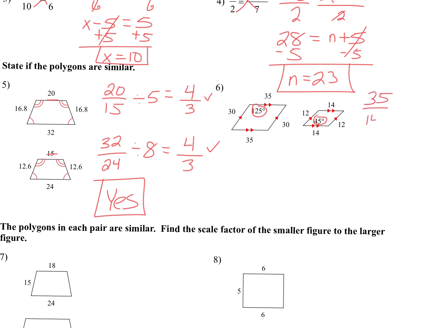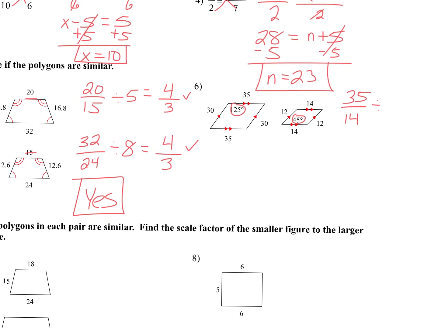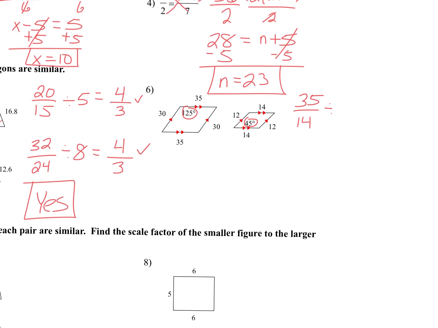What can I reduce both of those by? Seven. Divide both those by 7, I get 5 over 2. Can I do 1? No. I have to do more than 1. What's another ratio I can create? 30 over 12. Why can it not be 12 over 30? Because of the order you did it. Yep, it has to match.